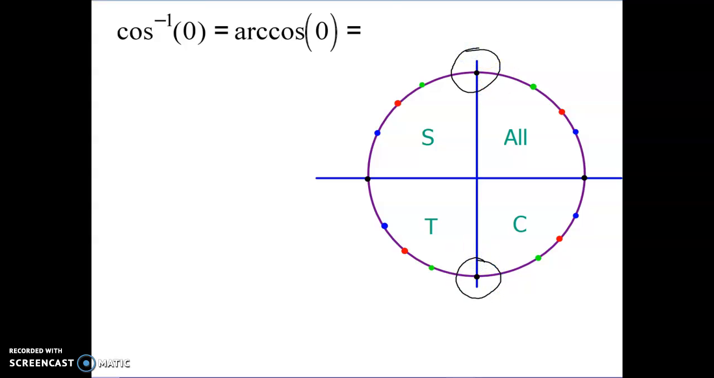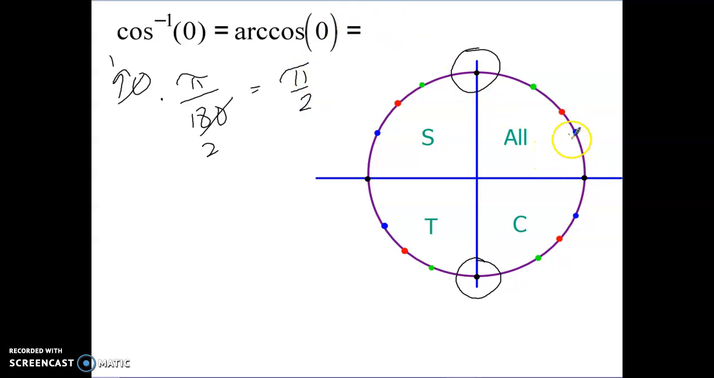Okay, so now let's think. A couple of different ways we can do this. If you want to think in degrees, how many degrees is a quarter circle? Well, that's 90 degrees. And then I can multiply that by pi over 180 to change it into radians. And I get pi over 2. That's one way of doing it.